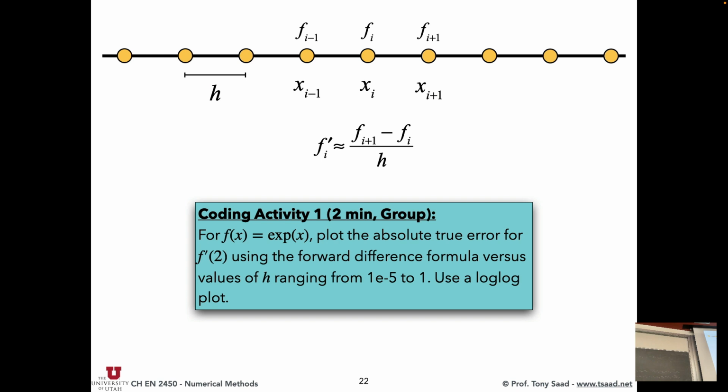So why can we do the true error here? Because we know the true derivative of the exponential, which is the exponential, and we know the true value of f prime of 2, which is e to the power 2. And then we want to compare that to using the forward difference formula, okay? We're going to calculate the error for different values of h, ranging from 10 to the minus 5 to 1. So we're going to do this approximation for h equal 10 to the minus 5, 10 to the minus 4, etc., all the way to 1. And then we're going to plot the error on a log-log plot.